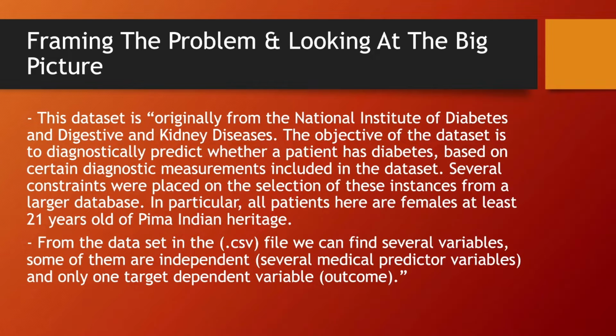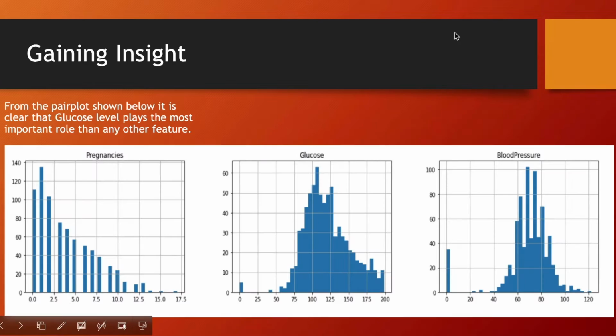Several constraints were placed on the selection of these instances from a larger database. In particular, all patients here are females at least 20 years of age and they have a Pima Indian heritage background. So within the submission, we're going to include a data set as a CSV file. Some of them are independent and some are only target dependent variable outcome. Insight on the information that we've collected.